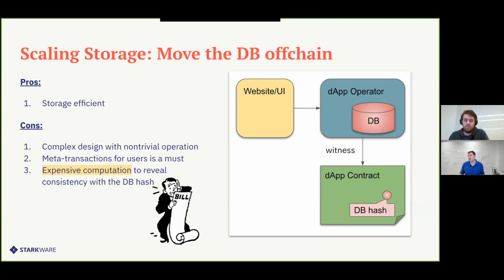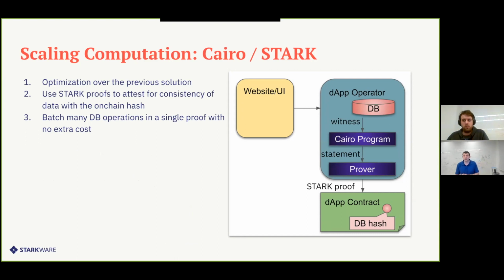And it might even be the case that this system is even more expensive to use than the original one. What we will do now is optimize it further by optimizing the computation and offloading it off-chain. For this, we will use Cairo and Stark proofs.